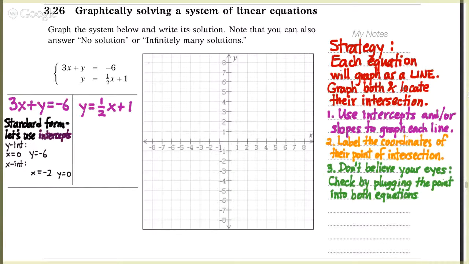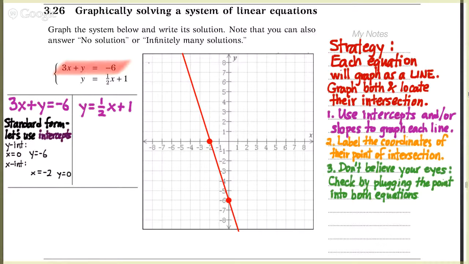So for this first equation, we now know what its x and y intercepts are, which means we can plot those two points on our graph paper, (0, -6), the y-intercept, and (-2, 0), the x-intercept, and then just by connecting those dots, we've graphed this first line.